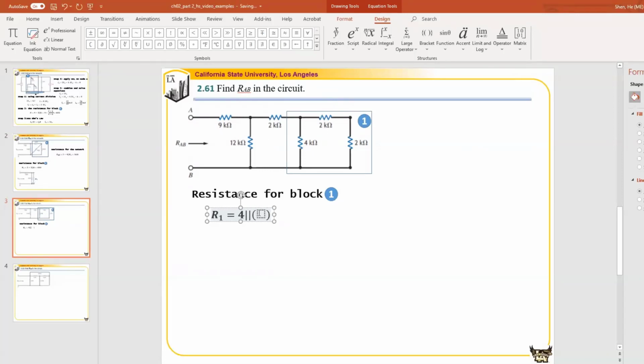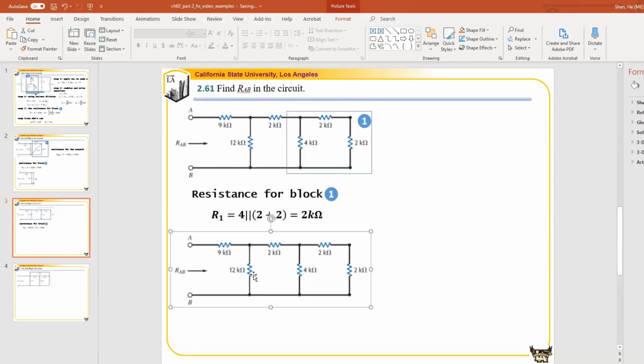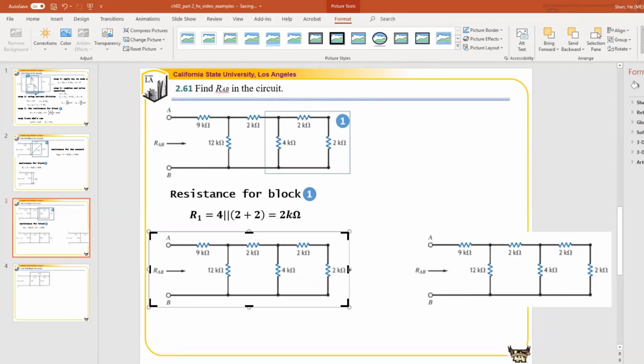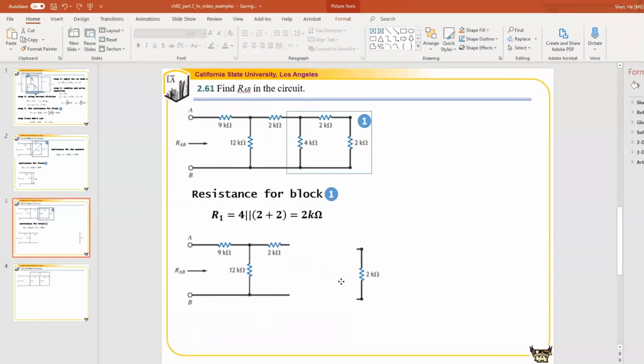These two in series, that is 2 plus 2. Whenever in series, that's a plus. So that is 2 kilo ohm. Similarly, we're going to simplify this bigger block. To simplify the circuit diagram, we take off this whole thing and plug this R1 back in there. R1 is equal to 2 kilo ohm. So then the problem is gradually simplified.